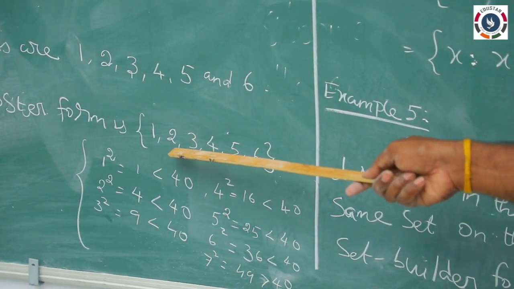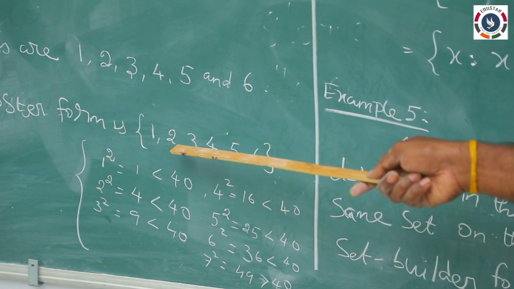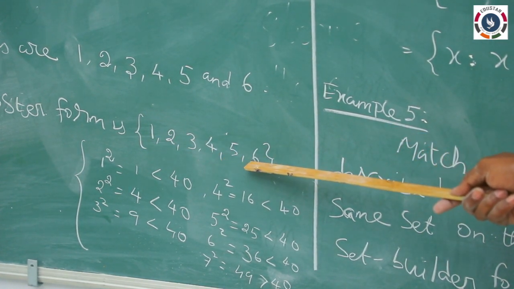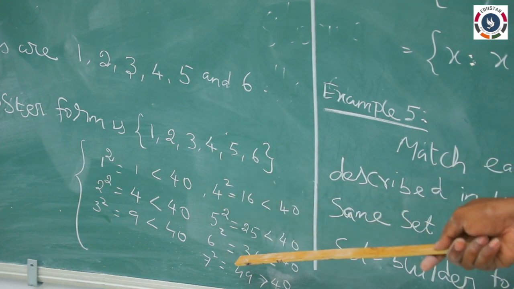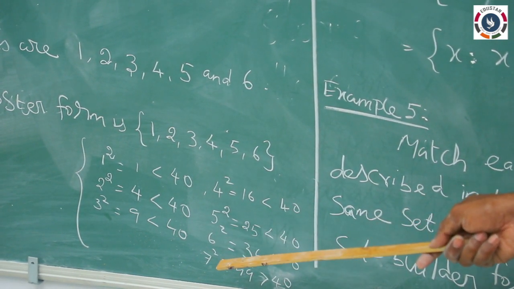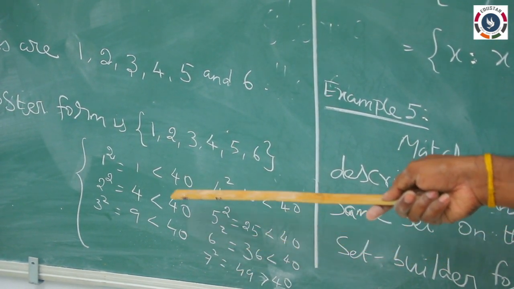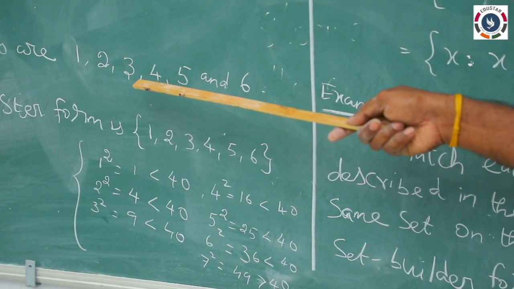So, in this form we get only 1, 2, 3, 4, 5 and 6, and 7 and more than 7 are not in the set.